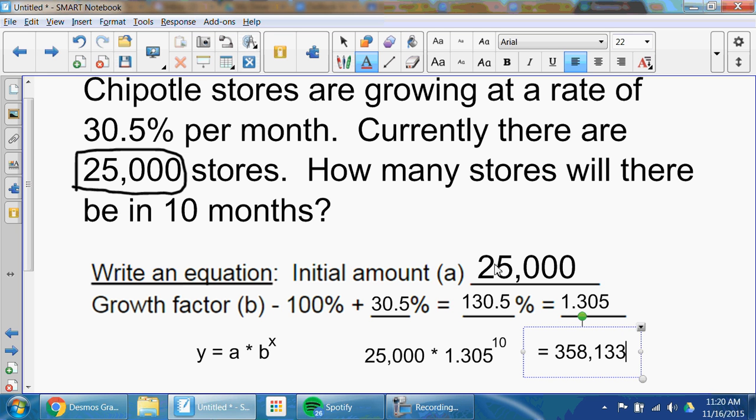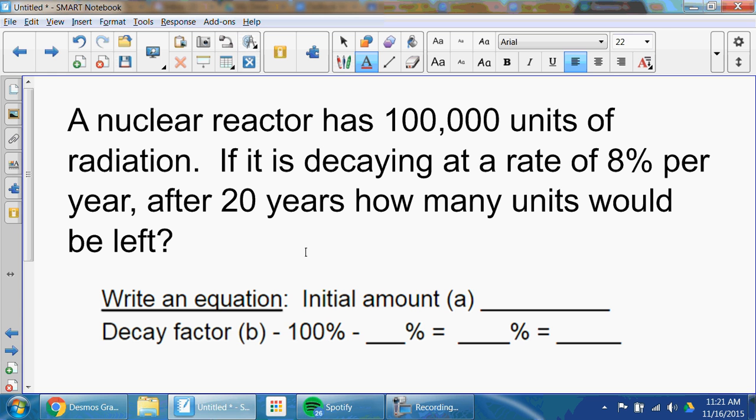So my answer to this would be 358,133. Now it's important to be able to do this exchange between 130.5% and making that a decimal. Remember, your exponent is just an interval of time. So this is an exponential growth question. Here's an example of an exponential decay equation. A nuclear reactor has 100,000 units of radiation. If it's decaying at a rate of 8% per year, after 20 years, how many units would be left?